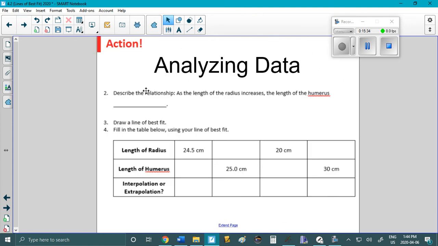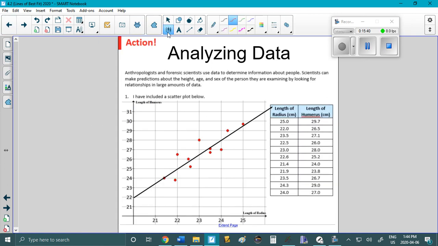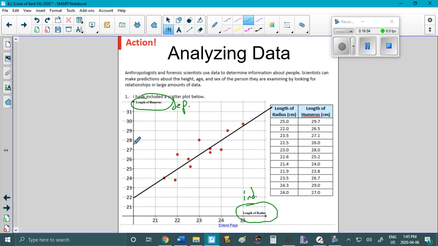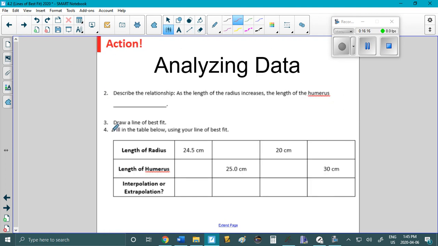Okay, so the follow-up questions are here. And before I do that, in terms of your homework, if you're asked for the independent variable, that's this one, the length of the radius. The dependent variable is up here. Okay, and now I'm going to pause it, and I'm going to fill in this table after I answer this question. Describe the relationship. As the length of the radius increases, let's follow the line. Well, the line goes up. So as the radius increases, the humerus increases. And that is our trend.